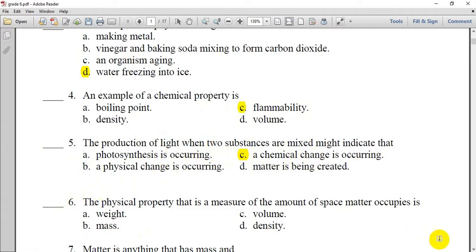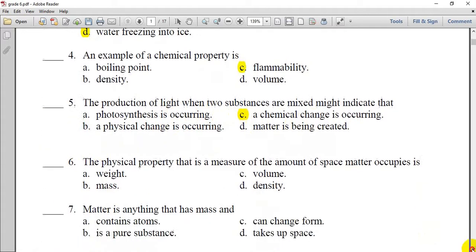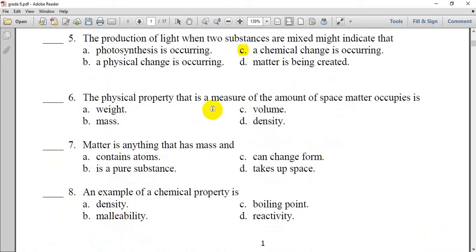Question 6. The property that is a measure of the amount of space, the amount of space taken by the object. This is called, do you remember, grade 6? Called volume. Yes. So we will choose letter C.